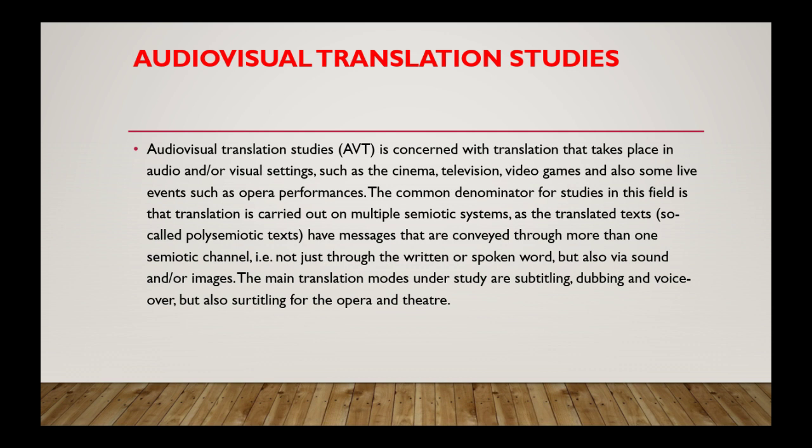The translation is usually carried out on multiple semiotic systems, as the translated text, which is also known here as polysemiotic texts, has messages that are conveyed through more than one semiotic channel. That is, not just through the written or spoken word, but also via sound or images, as we can find in operas. And in films, movies or news, we find the subtitles, which are translated into different languages apart from the language concerned in the movie.